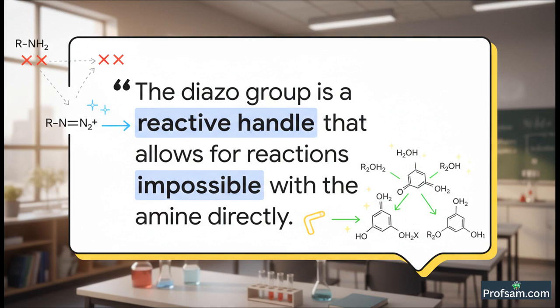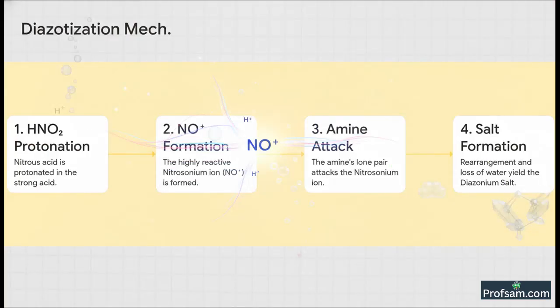It's a fantastic intermediate, isn't it? Okay, now for the actual chemistry, the step-by-step mechanism. Don't worry, it's quite logical. First, in the strong acid that we're using, our nitrous acid picks up a proton. Simple enough. Second, this protonated acid then loses a water molecule.